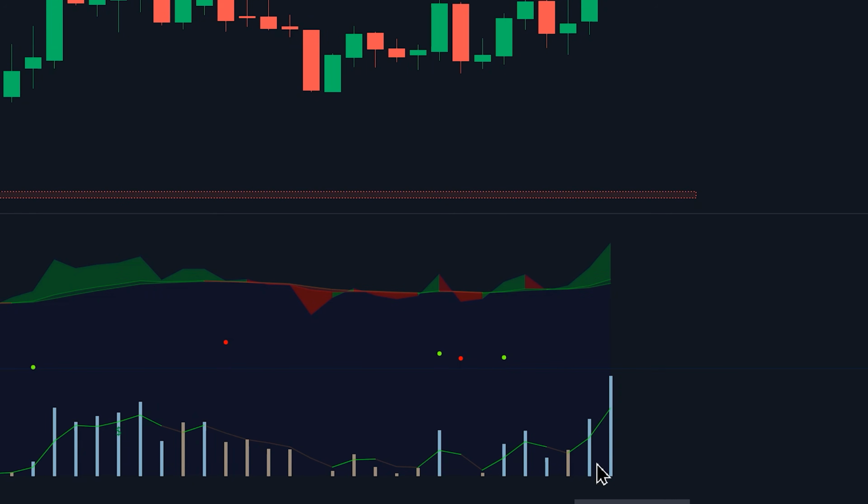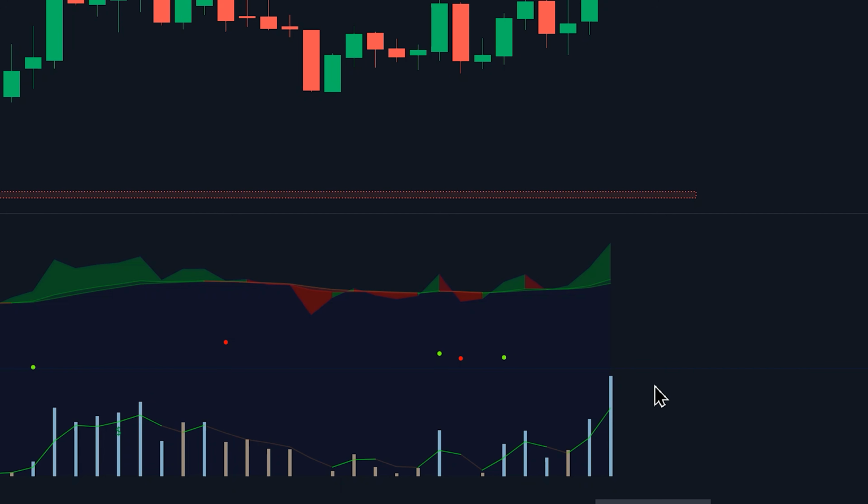We need this last histogram bar to be colored light blue, and it should also close above this green moving average. This indicates that institutional investors may also be taking long positions. We want to take positions at the same time as they are taking positions.